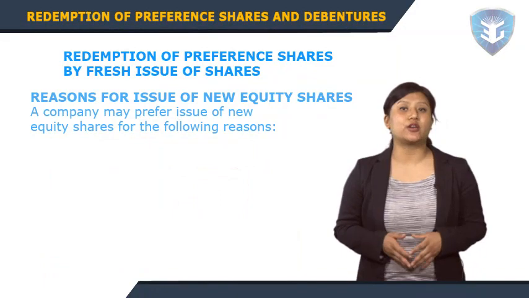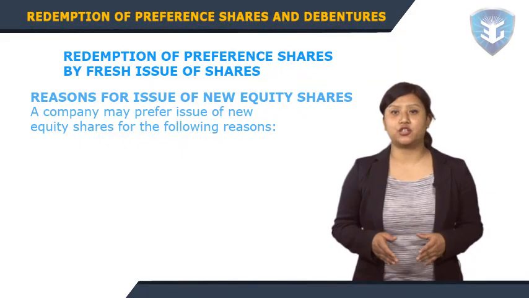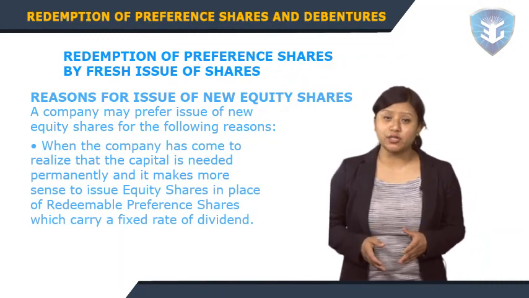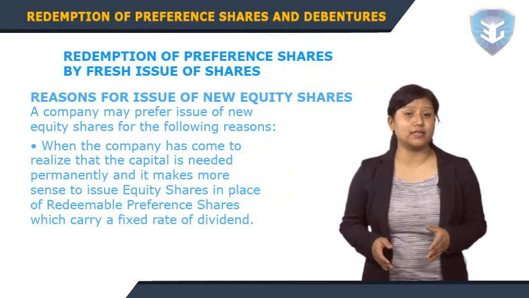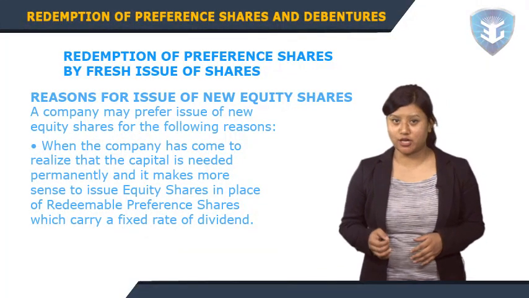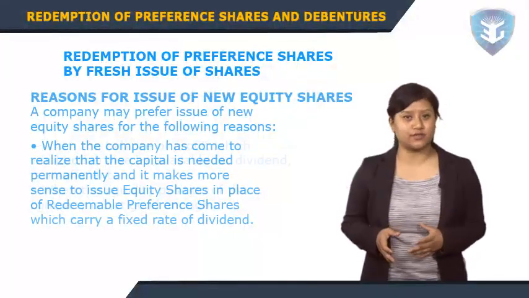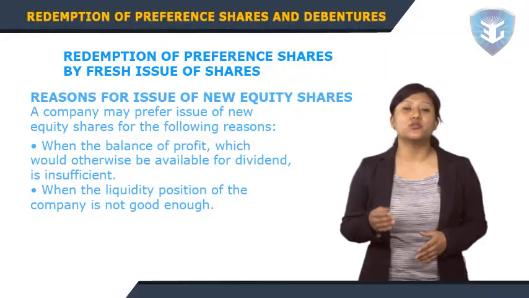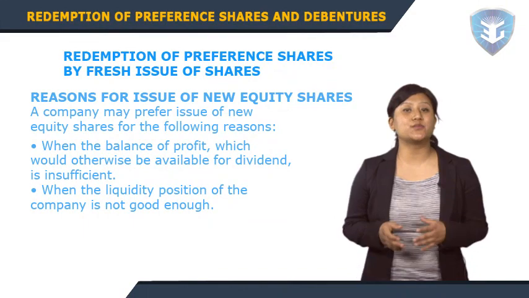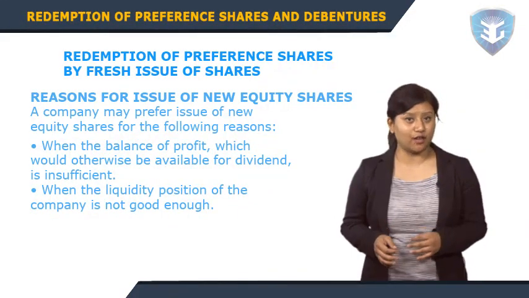Reasons for issue of new equity shares. A company may prefer issue of new equity shares for the following reasons. When the company has come to realize that the capital is needed permanently and it makes more sense to issue equity shares in place of redeemable preference shares, which carry a fixed rate of dividend. When the balance of profit, which would otherwise be available for dividend, is insufficient. When the liquidity position of the company is not good enough.